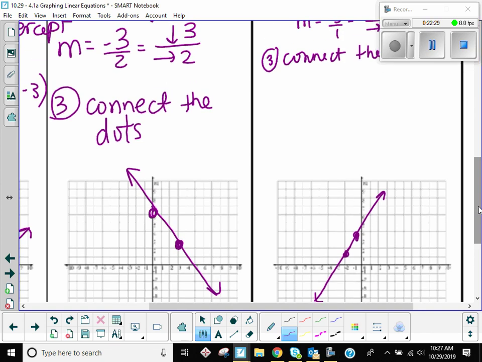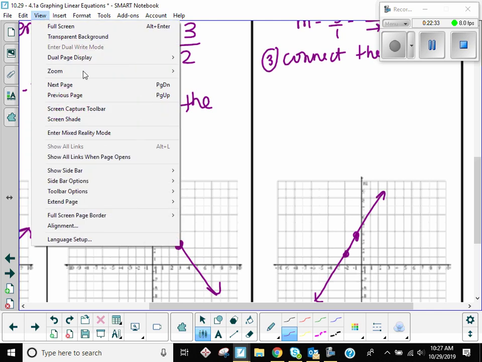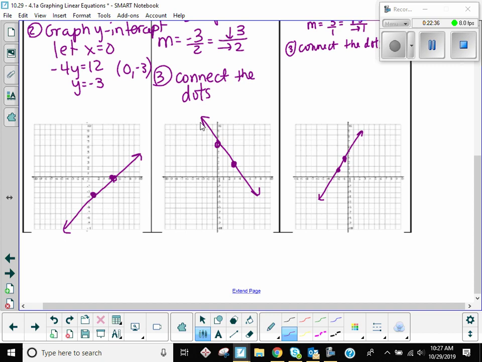Does anybody need to scroll up and see the words? Let me zoom out so it's all on there. Or zoom in, rather, or whatever I need to do. Something like that. Gotta do something.